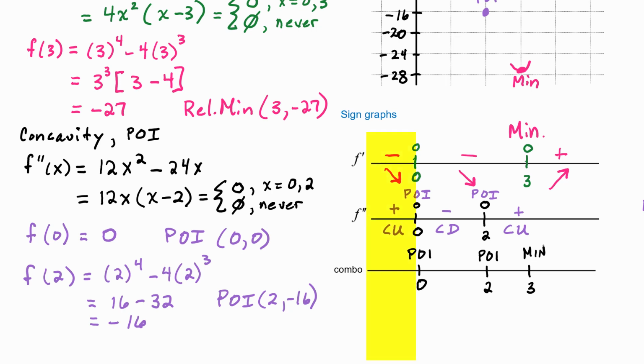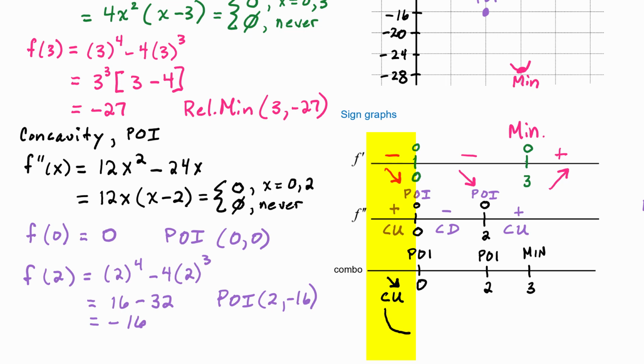Now, from negative infinity up until 0, we see that the graph is going to be decreasing and concave up. Now that has to look like this.